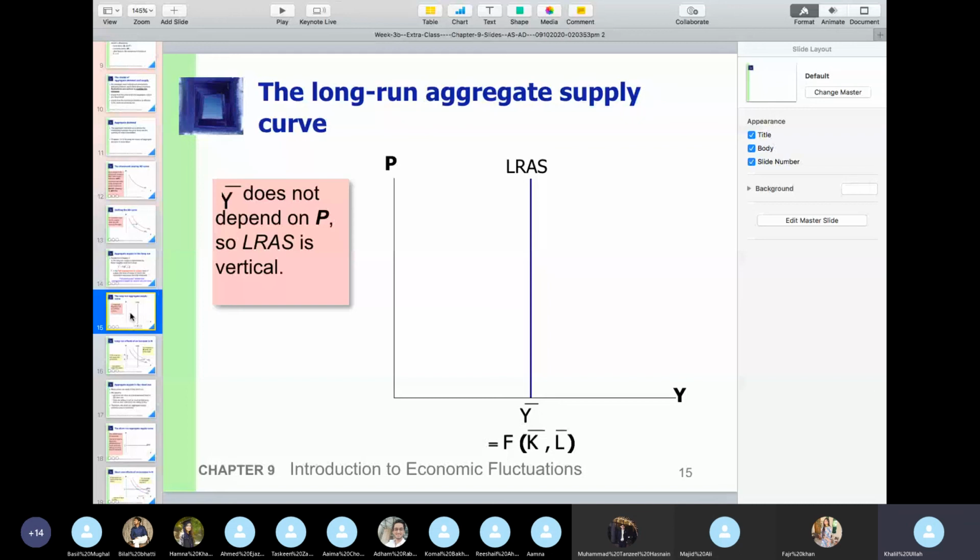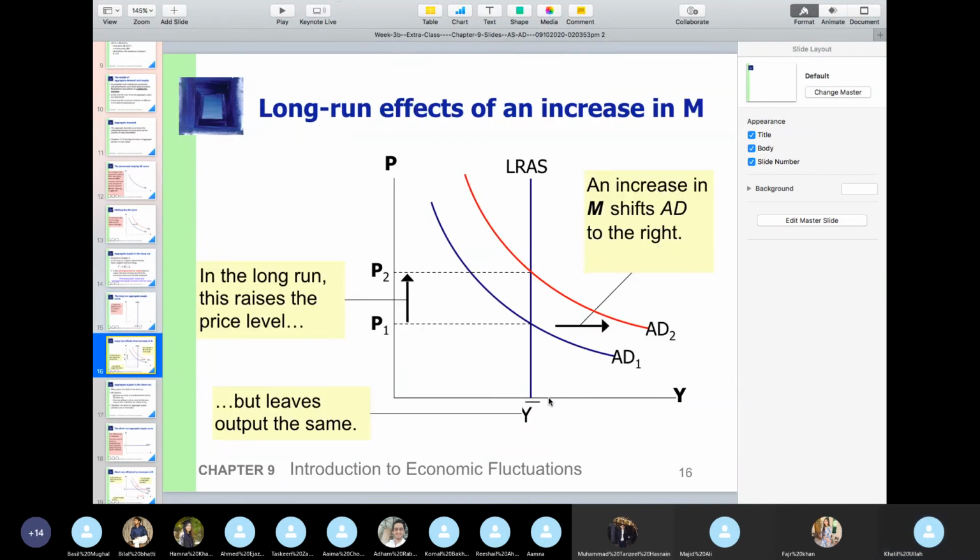Then the slide goes on to show you this long run aggregate supply curve, and changes in these factors of production will cause this supply curve to shift. And it's a vertical line.